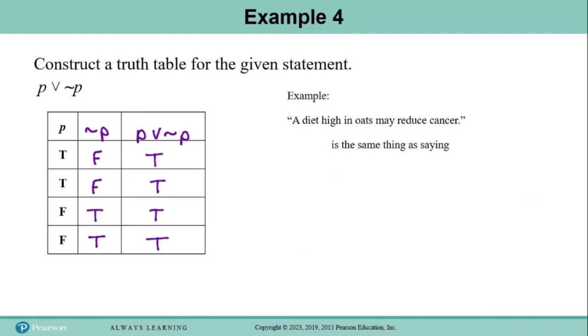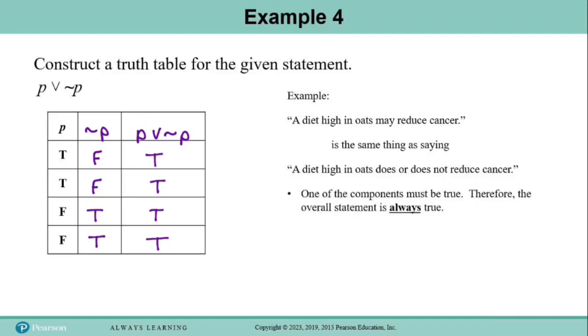So what their statement really amounts to is they're saying that a diet high in oats either does or does not reduce cancer. Well, when you think about it that way, that kind of statement is always true. It either does or it doesn't. So in their advertisement, the statement they made here is true. No matter whether their cereal is good for you or not, it either does or does not reduce cancer. So this is a situation where one of the components must be true, and therefore the overall statement is always true. And this is called a tautology. A statement that is always true is a tautology.